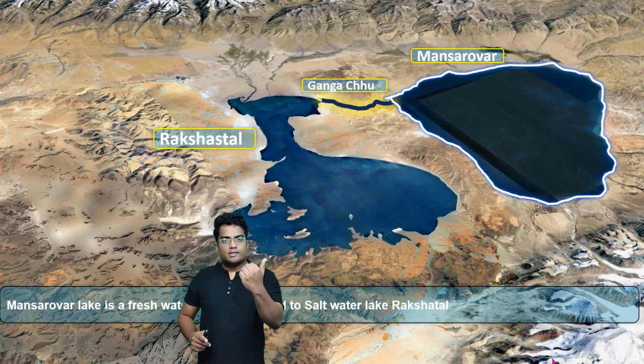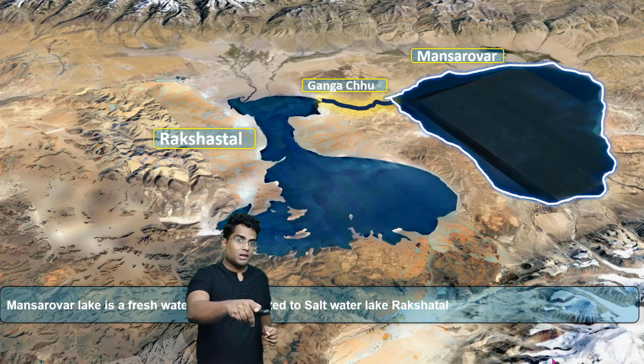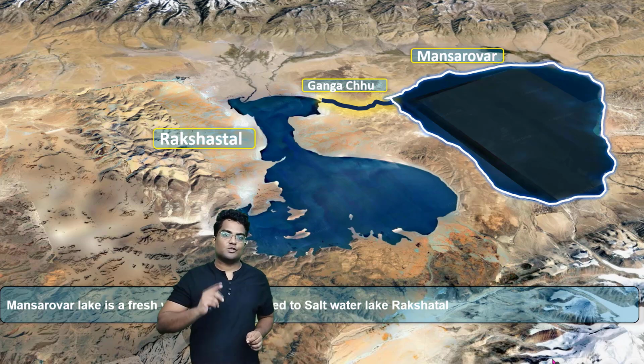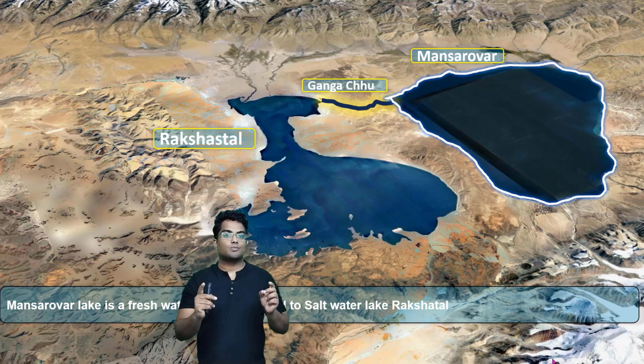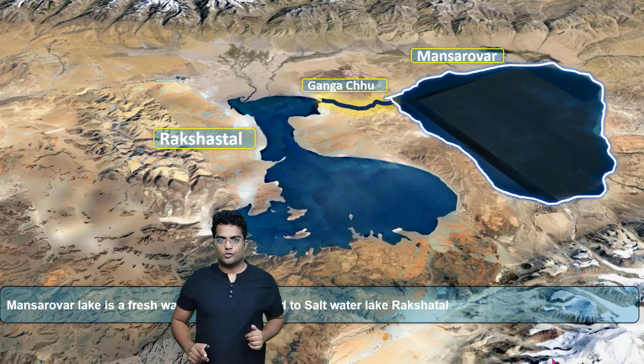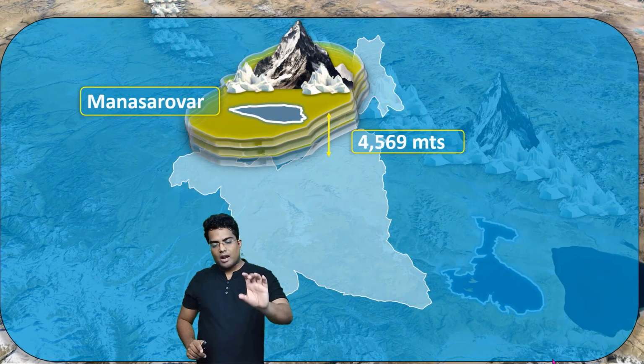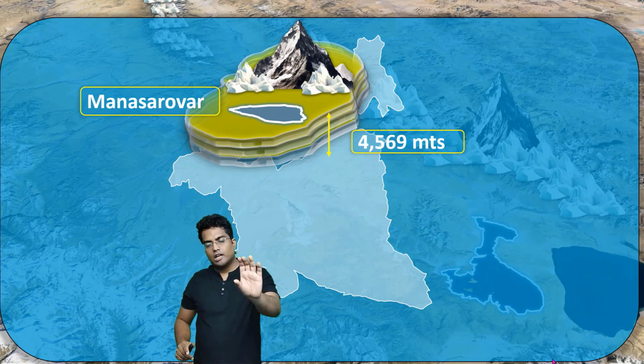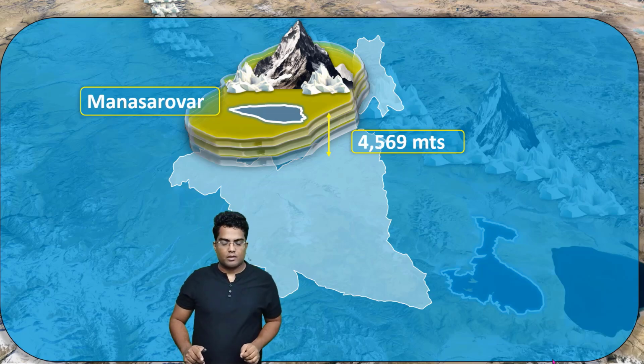Mansarovar Lake is a freshwater lake. However, Rakshastal Lake is a saltwater lake. That's the difference. Despite being adjacent to each other, despite being in the same region, one of them is a saltwater lake and one of them is a freshwater lake. Science is not able to explain this. Now it is connected to Rakshastal Lake by a channel or stream, or a river, called Gangachu. Like Rakshastal Lake, it's located around 4.5 kilometers above sea level. Okay, so that's Mansarovar Lake, and the yellow structure is the Tibetan plateau, right?